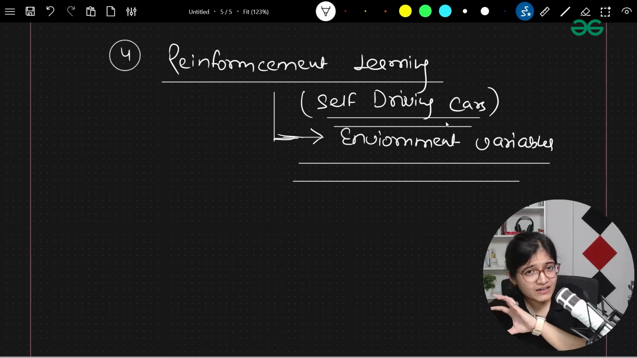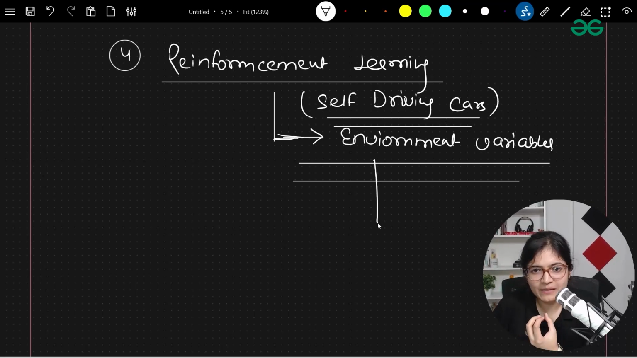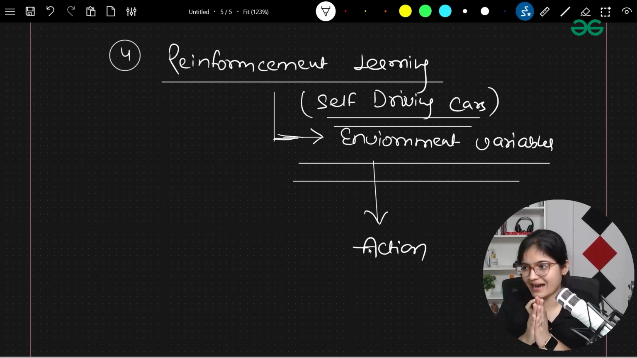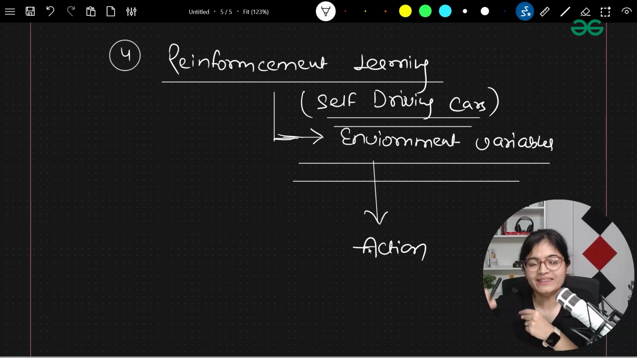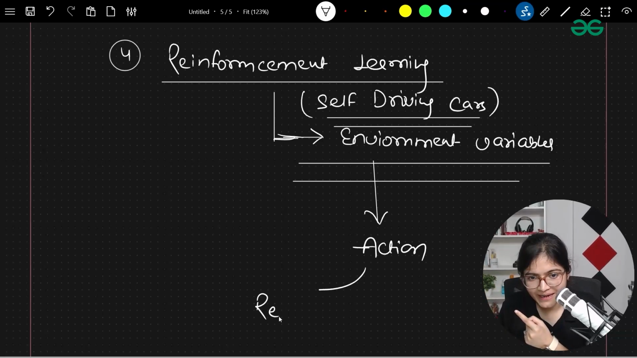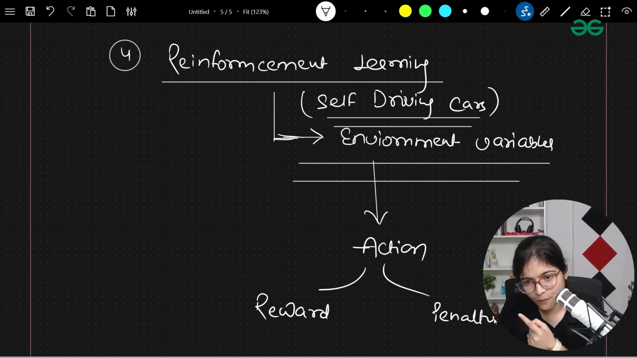Now, these self-driving cars are completely built upon reinforcement learning, where on the basis of the environment, the model will take some action, right? What is the meaning of environment? For example, let's consider the scenario of a self-driving car itself. Let's say if any obstacle comes, automatically that self-driving car will apply the brake. So on the basis of that environment, it will take some action. Now, when the training usually happens for these cars, either a reward will be awarded or a penalty will be given, depending upon the action.